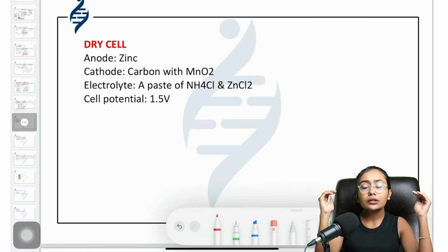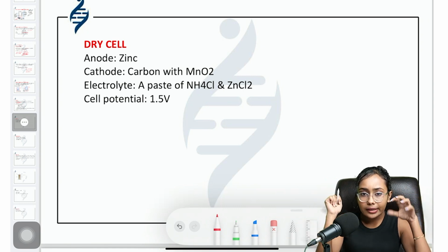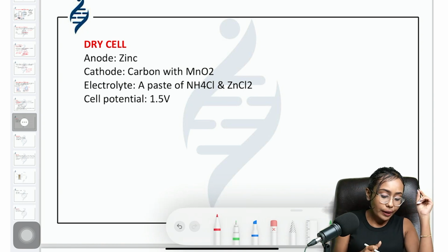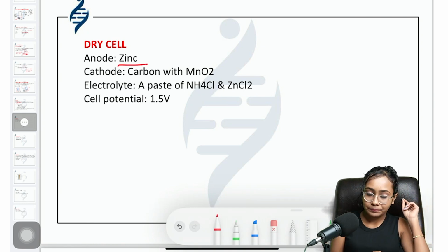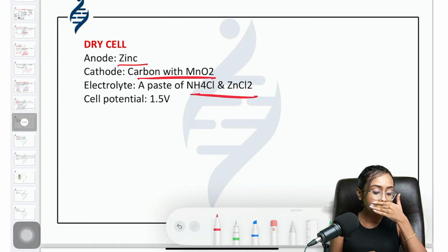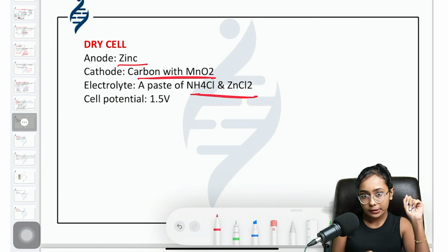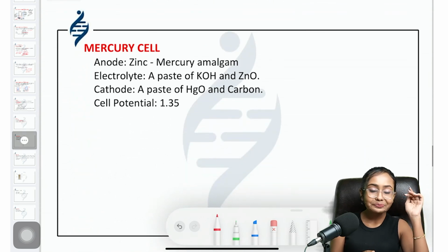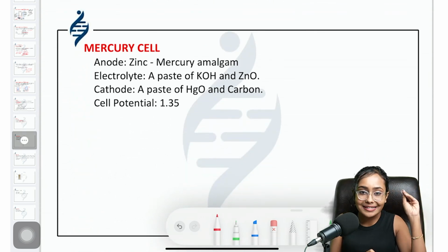So we are going to deal with 3 to 4 batteries in this session. In all those batteries you need to keep in mind the anode, cathode, the electrolyte, and the cell potential of each battery. So for the dry cell, the anode is zinc, and the cathode is carbon with manganese dioxide. Okay, the electrolyte is a paste of ammonium chloride and zinc chloride, and the cell potential is 1.5 volt. Simple. Yeah, I know it's a little bit of by-hearting stuff.